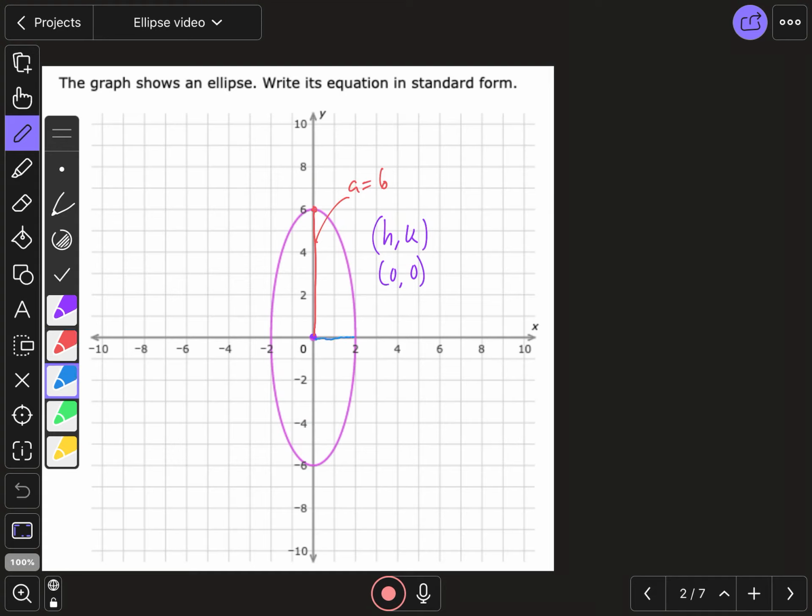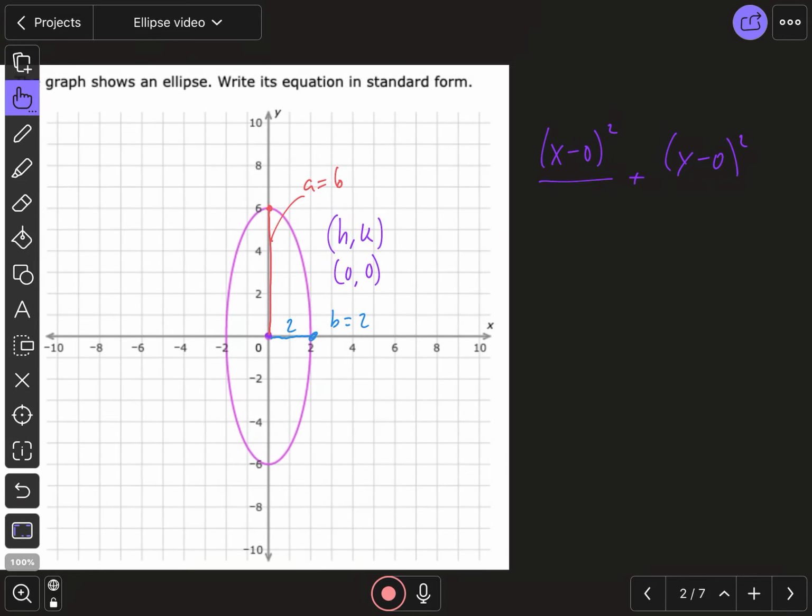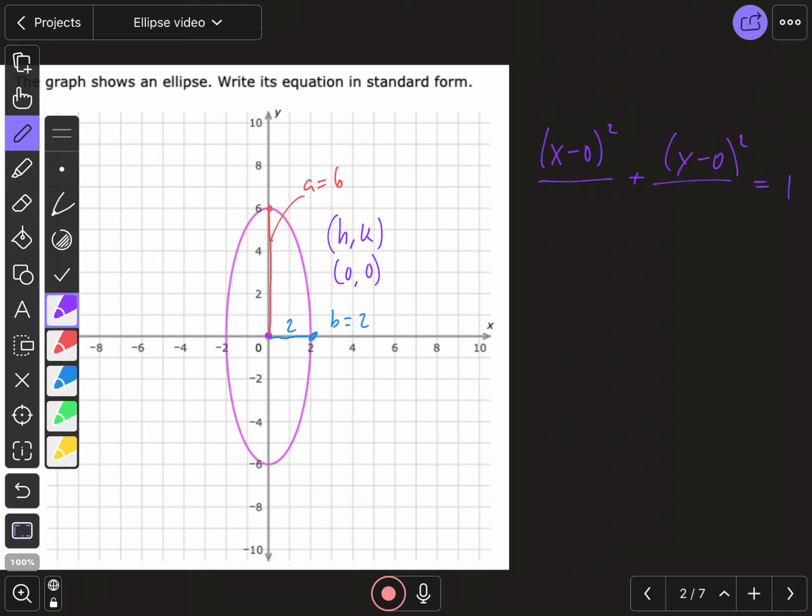And then b would be the distance from the center to one of the co-vertices, which in this case would be 2. So b is 2. So writing it out real thoroughly, we'd say x minus 0, since that's h, and then squared over something plus y minus 0 squared, and that's going to equal 1. And then since a is 6, we're going to square that, and it goes under the y because it's going in the y direction. And since b is 2, we're going to square that, and it's going to go under x because it's going in the x direction.